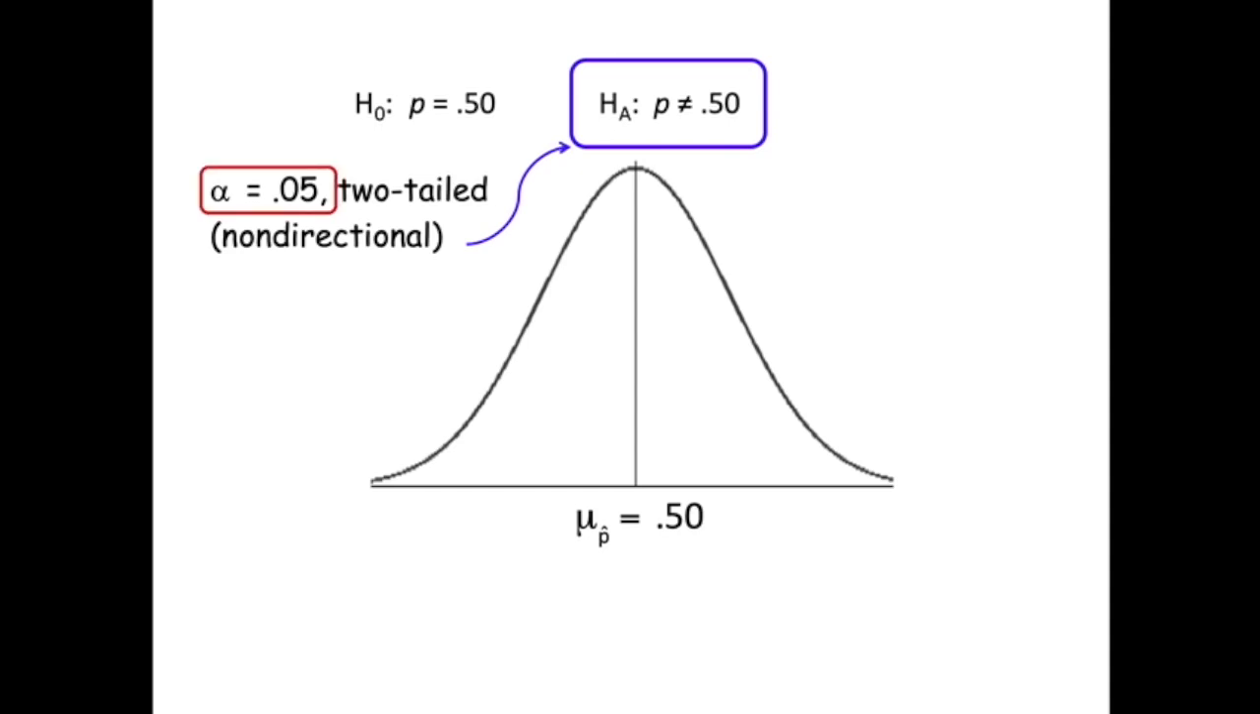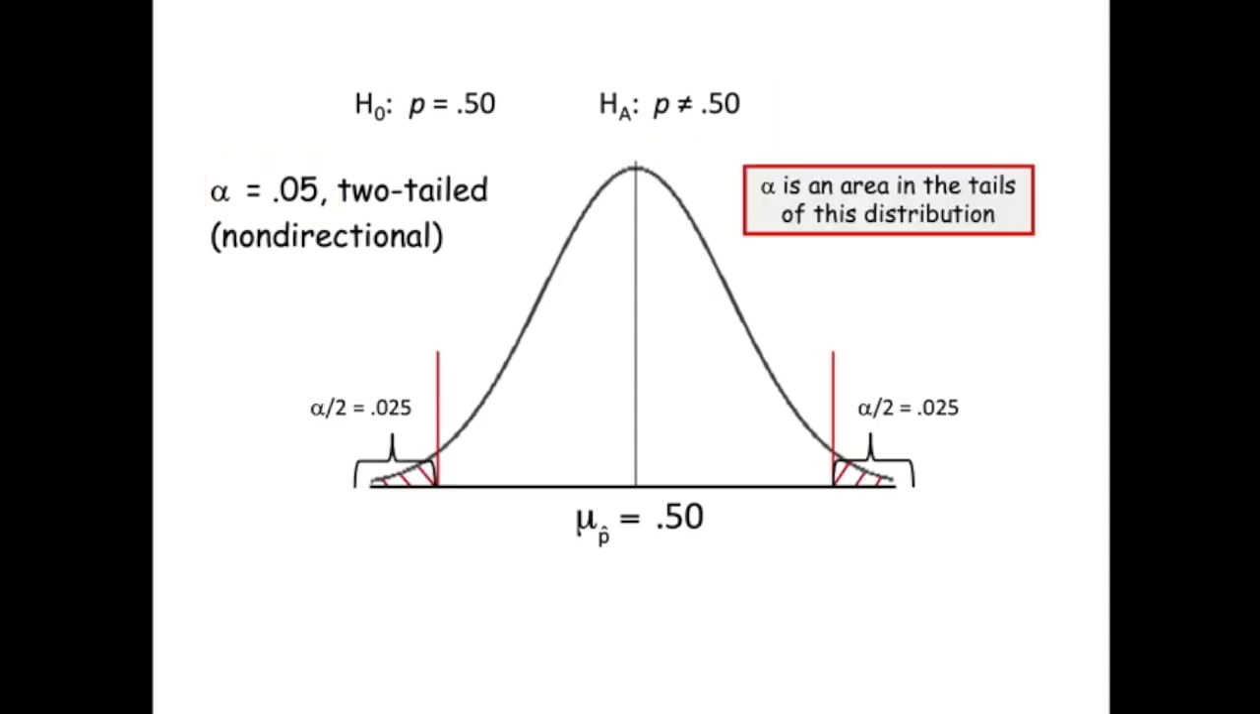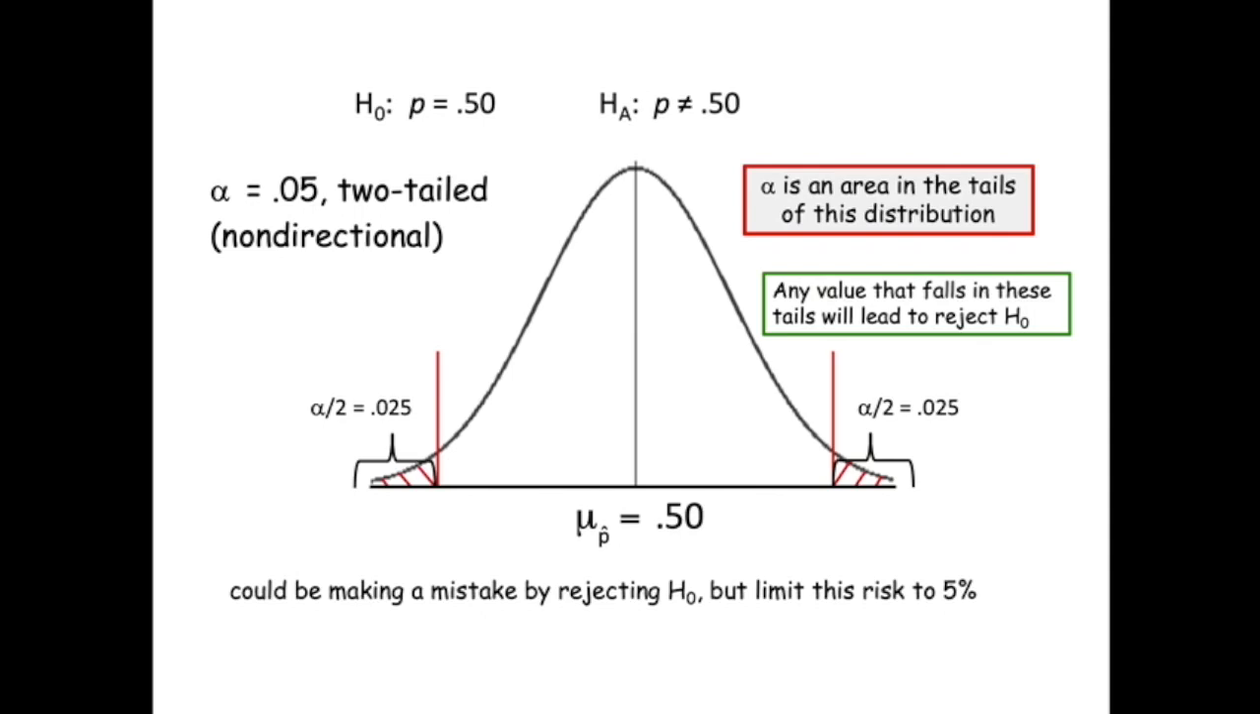Let's suppose that the researchers used a significance level of 0.05. Alpha is a probability or area in the tails of the distribution. For a two-tailed test, alpha is divided evenly between the two tails. Any value for p-hat that falls in the tails beyond these points will result in rejection of the null hypothesis. The researchers still risk making a type 1 error because such values are possible when the null hypothesis is true, but they limit this risk to 5%.